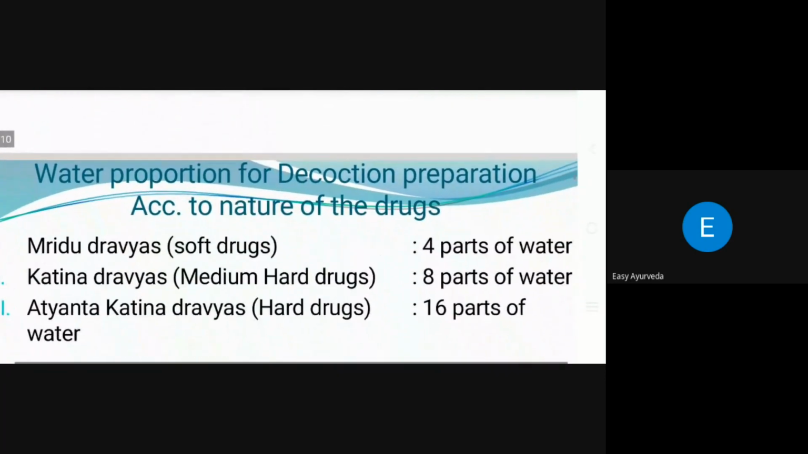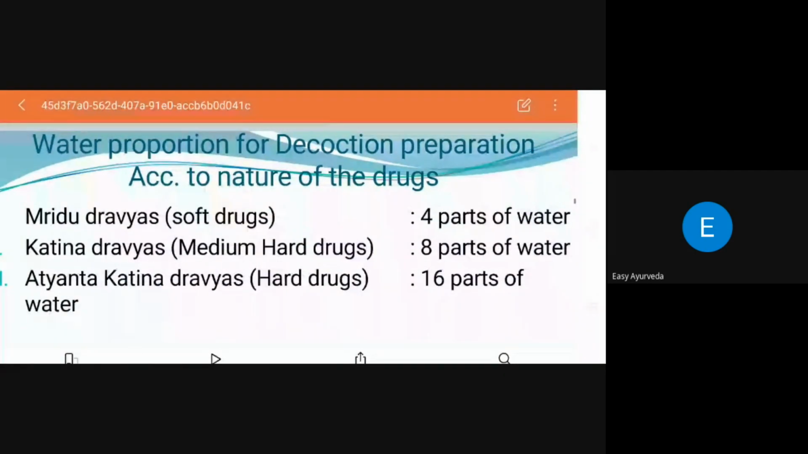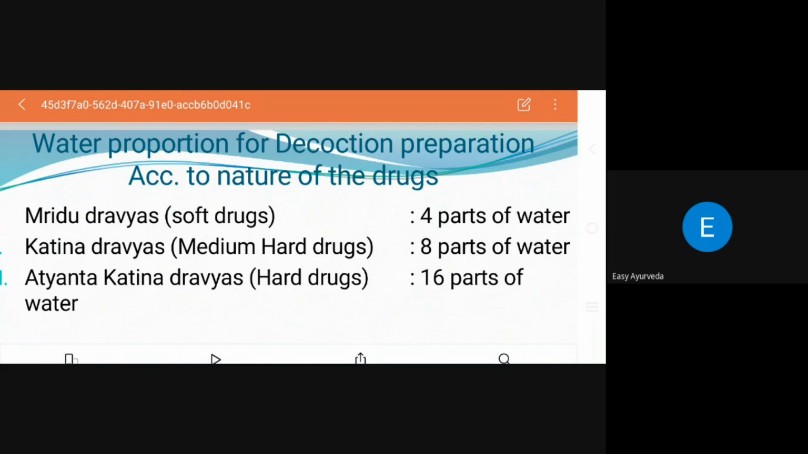Next, we come to which types of drugs should be used and what proportions we are going to use for the preparation. The first thing is what Sharangadhara told: a ratio of 1 to 16, Shodashaguna. 16 parts of water and 1 part of the drug are used, and it is reduced to Ashtamamsha, one eighth part.